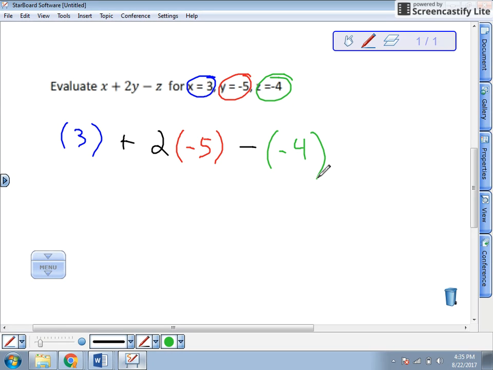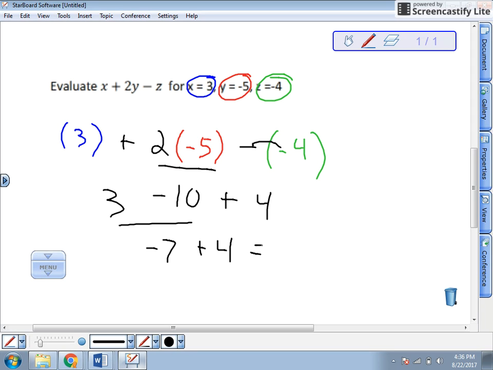At this point, we just evaluate. Order of operations, multiplication first. So this right here, 2 times -5, that becomes -10. I've got 3, and then I can see here that I've got the minus. A minus will become a +4. So watch those signs when you're doing these problems. 3 minus 10, that is -7. So when I combine these, again, left to right, 3 minus 10 is -7, +4, which equals -3. And there's our answer.